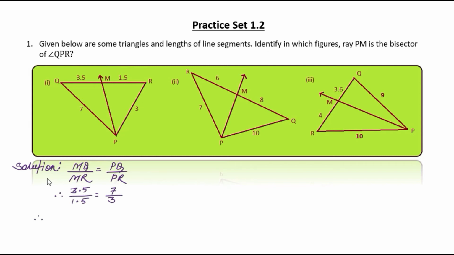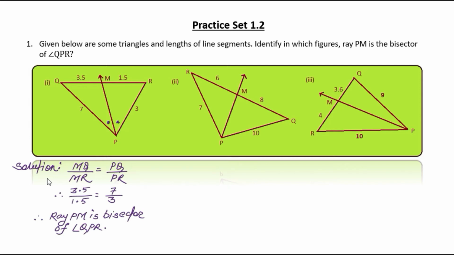Hence, you can say ray PM is a bisector of angle QPR. Okay, this is the answer. So this ray bisects this angle QPR. It means these two angles are congruent. These are the identical marks. Understand what is going on?